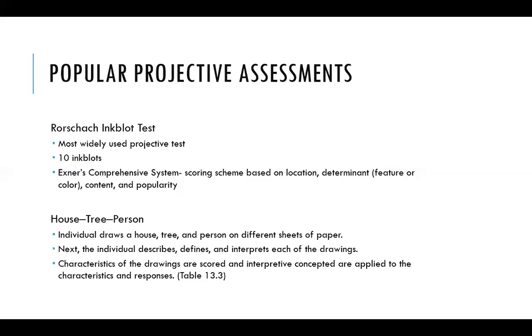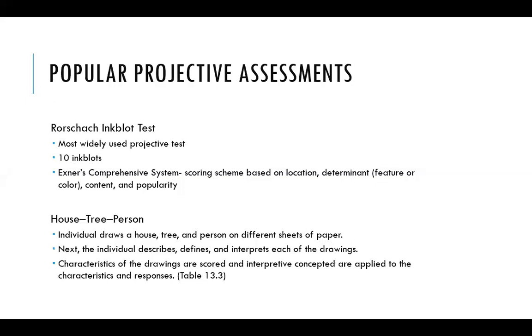So if you look in your textbook on page 298 in table 13.3, you see some examples of what some of those interpretations might be, right? So when you're looking at the drawing of the house, you're really wanting to understand the atmosphere of their home and the intrafamilial relationships. So what are those family relationships like, right?